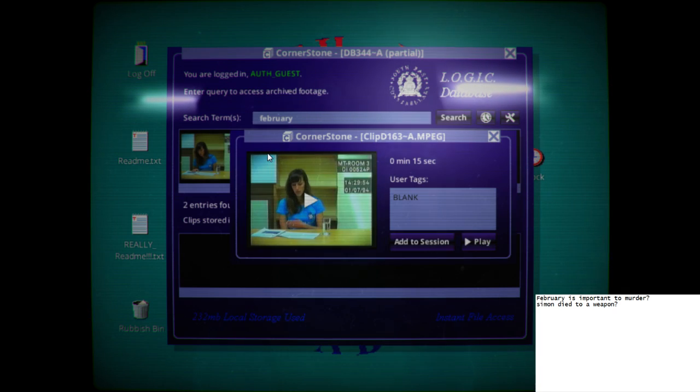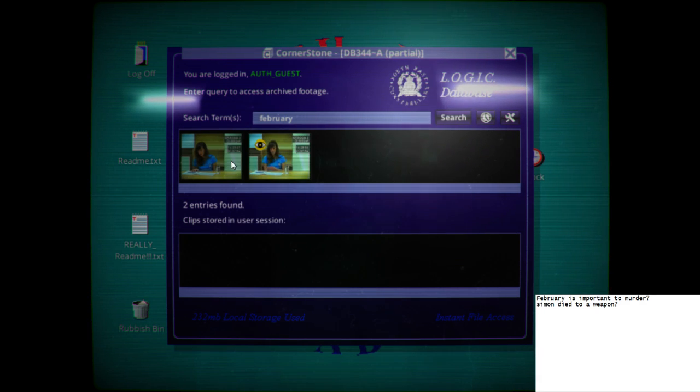So there's one more thing here, which dates back to the 1st of July, which is a clip we've already seen. We've already seen this clip. This means we haven't watched it.